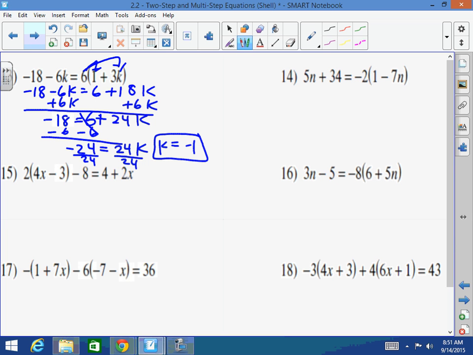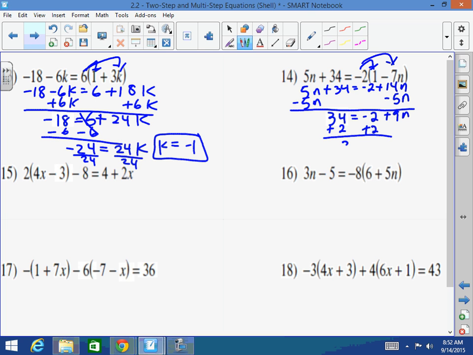Come on, someone. Yes, sir. Distribute that -2. Absolutely right. 5n plus 34 equals -2 plus 14n. He's going to subtract 5n to both sides, giving me 34 equals -2 plus 9n. Add 2 to both sides. You guys are doing great. Divide the 9 to both sides, and n will equal 4.